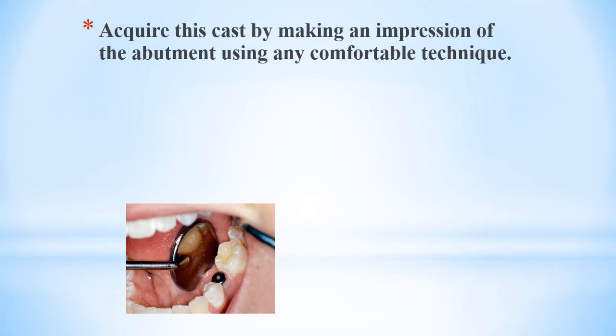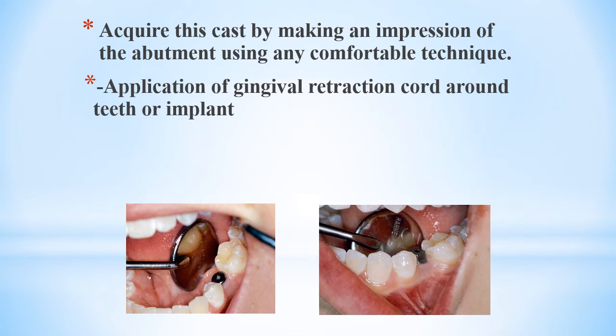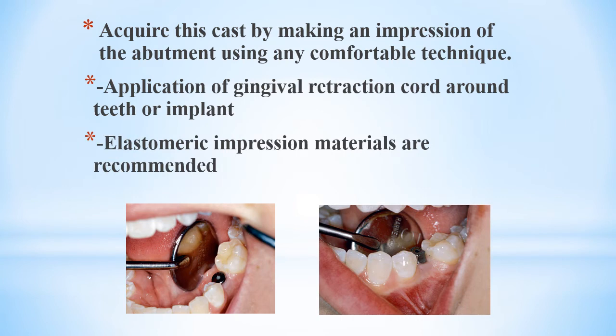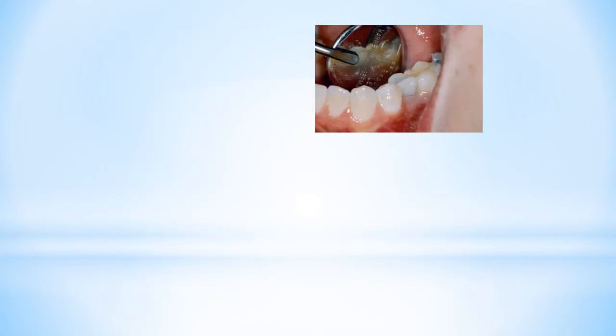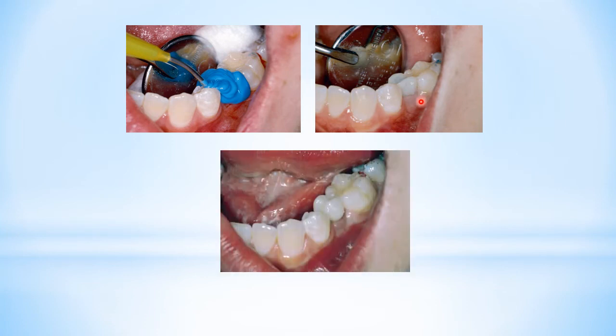This is the abutment. Acquire this cast by making an impression of the abutment using any comfortable technique, with application of gingival retraction cord around the teeth or the implant, and elastomeric impression. And we can take the impression by applying the elastomeric impression material and applying a temporary crown, and this is the final.